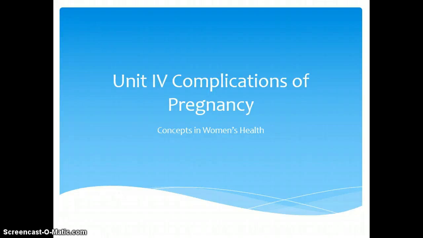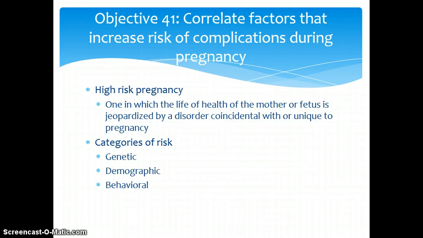This begins Unit 4, Complications of Pregnancy. Objective 41 says correlate factors that increase the risk of complications during pregnancy. A high-risk pregnancy is defined as one in which the life of either the mother or the fetus is jeopardized by a disorder coincidental with or unique to pregnancy.